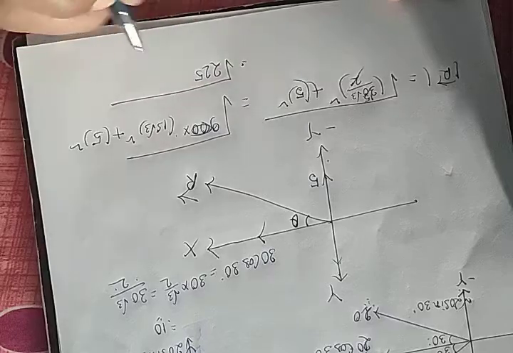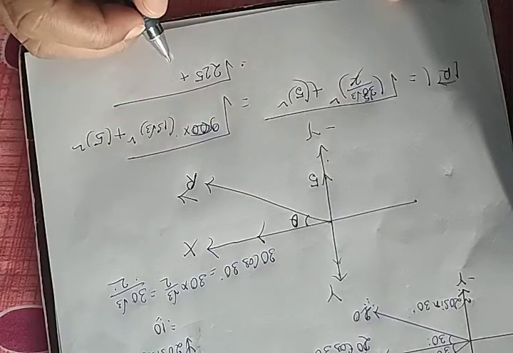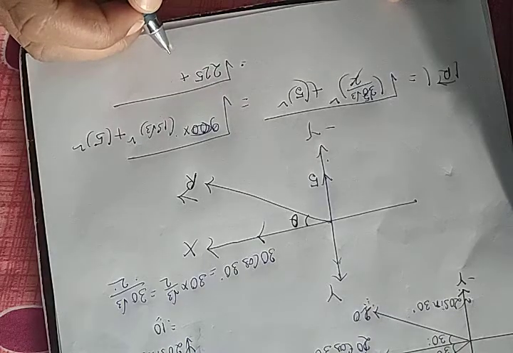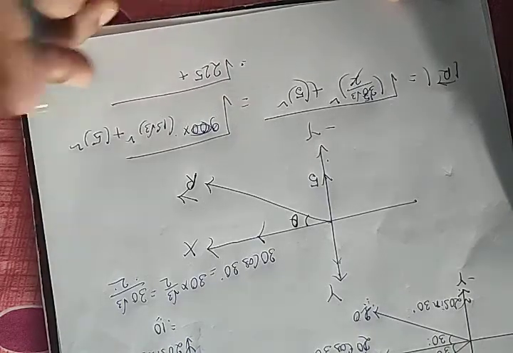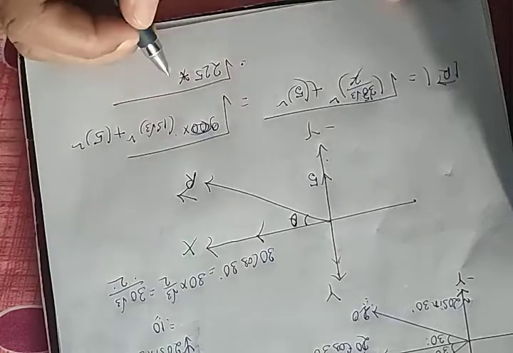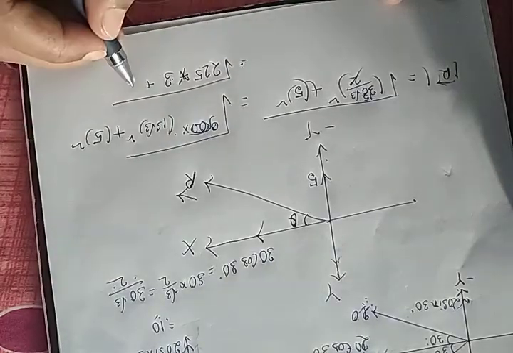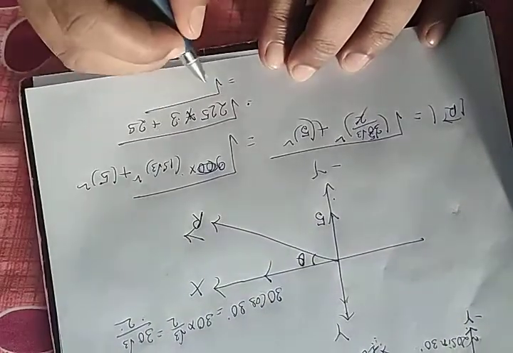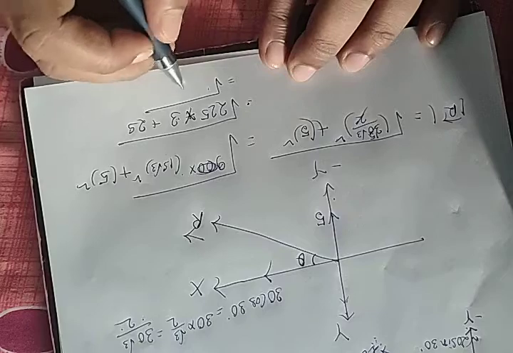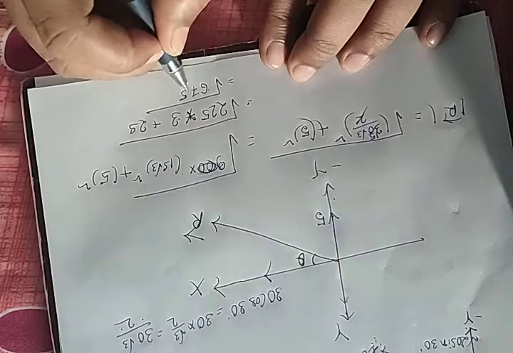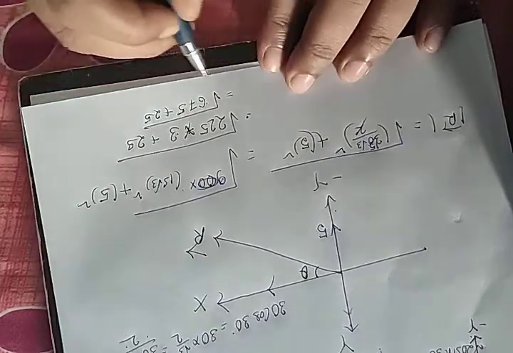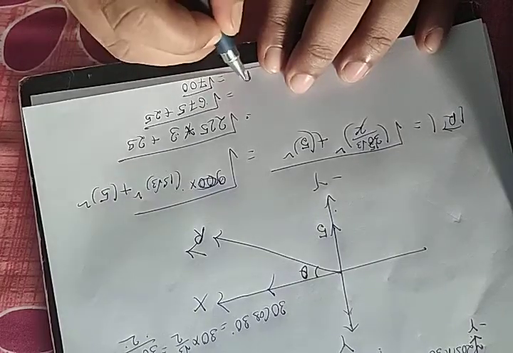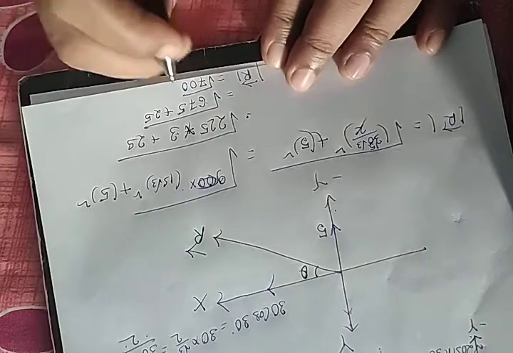15 square is 225, plus 3 square is 3, plus 5 square is 25. So the resultant is root of 225 into 3, which is 675, plus 25, that is root of 700. So the value of the resultant vector is root of 700.